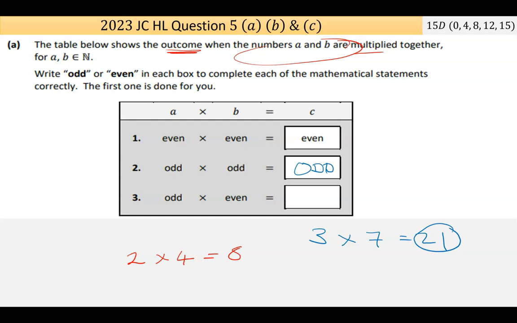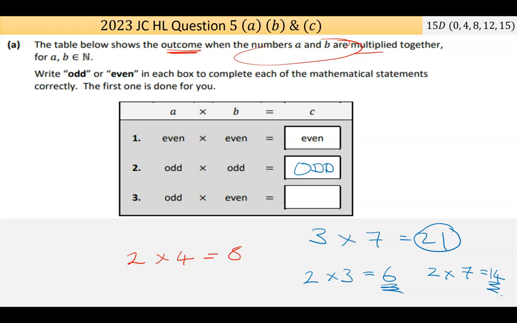Odd times even. What does that do? That's where the real test will happen. So look, 2 times 3. 3 is odd. That's 6. Maybe 2 by 7. We used 7 already. That's 14. They've both given even numbers.